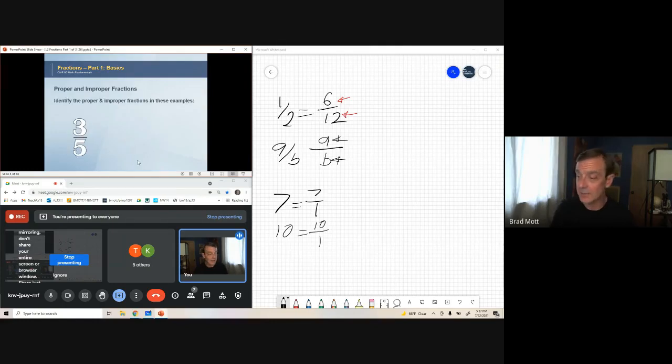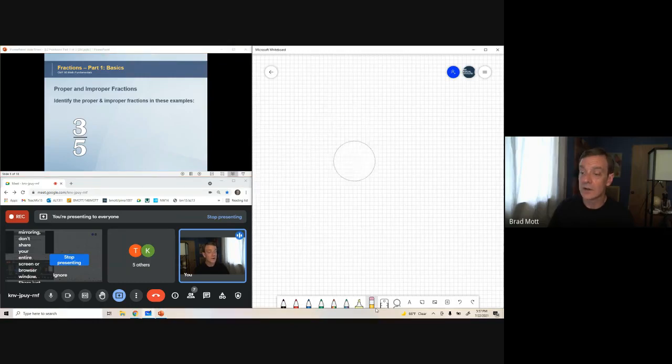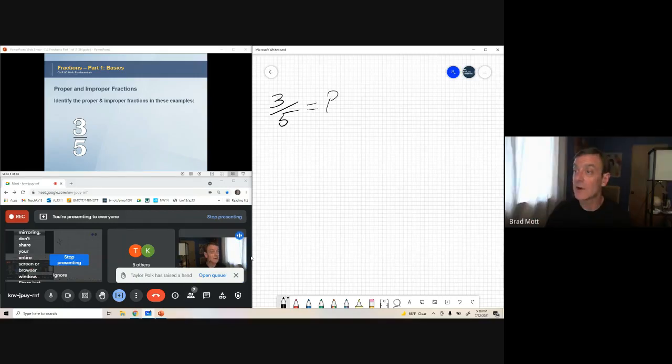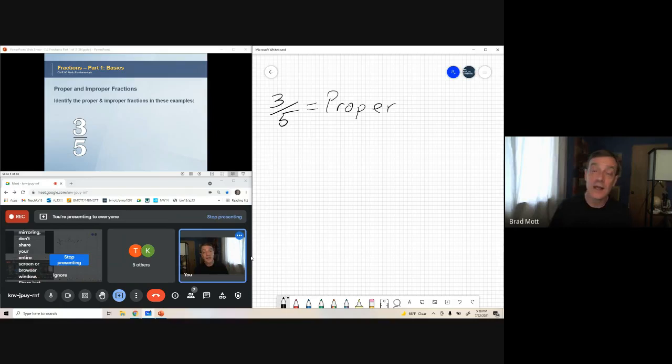So to differentiate between proper and improper fractions. First of all, could anyone tell me if 3/5 is a proper or an improper fraction? Yes, Taylor. It would be a proper fraction. Exactly right. Thank you, Taylor. A proper fraction is a number where the numerator is smaller than the denominator. That's one way of looking at it. You can also think of it, if you divide the numerator by the denominator, you will get some number less than 1.